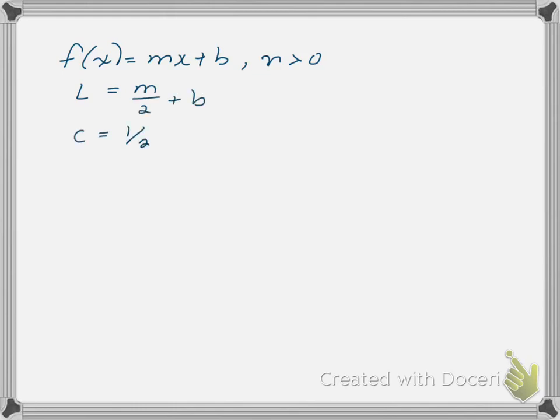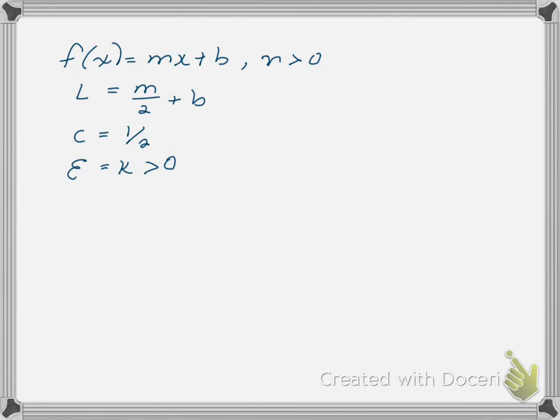Okay, so in this problem, f of x equals mx plus b, where m is defined to be non-negative. Our limit L is m divided by 2 plus b. Our c is 1/2, and the value for epsilon is k greater than 0. Okay, and so this is just like the problem that we did yesterday in class.